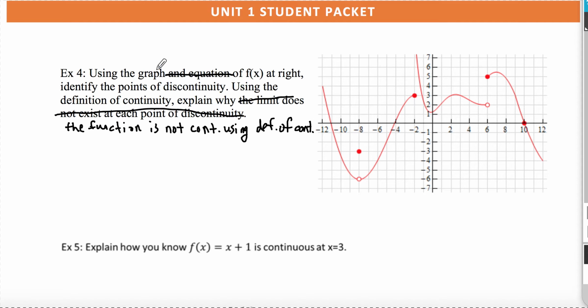All right, so let's try that again. Use the graph over here, the graph of f of x at the right, and identify the points of discontinuity. And then using the definition of continuity, explain why the function is not continuous at those spots. All right? Go ahead and pause the video, and there'll be a question that pops up afterwards for you to answer about this.